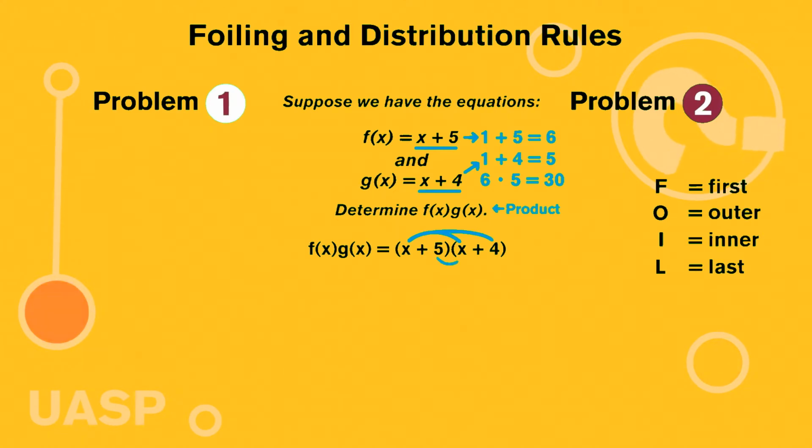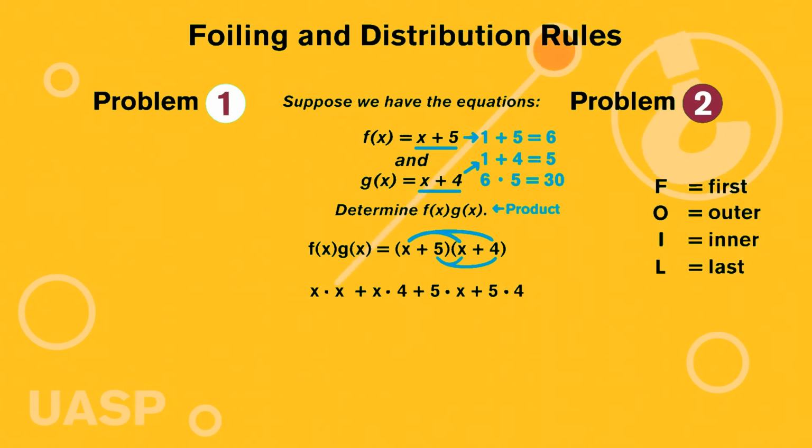Then for inner, it's going to be the second part of the f of x times the first part of the g of x, and then last is the second part of f of x times the second part of g of x. Now, if we write it all out, we have x times x plus x times 4 plus 5 times x plus 5 times 4. Now, continuing to solve, we have x times x. In this case, what we would do is keep the x and then add the exponents together. Then we're going to combine the 4 and the x. So we have 4x plus 5x plus, and then 5 times 4 is 20.